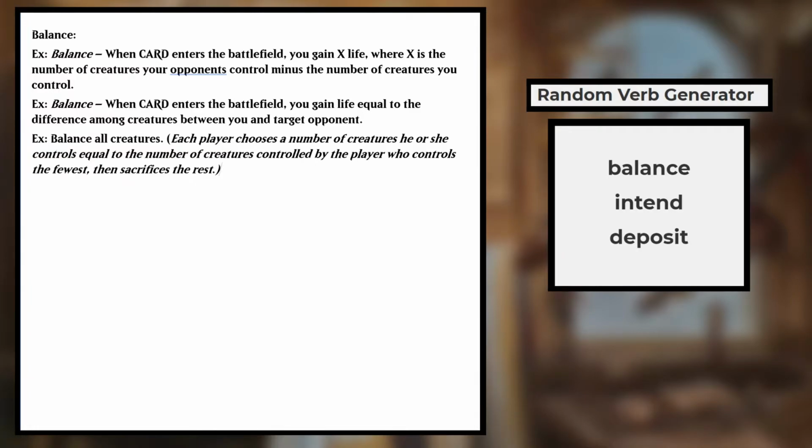Alright, so here's kind of what I came up with. So another example could be, on a spell, balance all creatures. Each player chooses a number of creatures he or she controls equal to the number of creatures controlled by the player who controls the fewest, which is exactly how they word it on Balance. So I thought, that's how they would do it. Then sacrifices the rest. So, in the first one, it's kind of a descriptor, and it wouldn't obviously always be gaining life. It'd be doing different effects, draw cards, whatever.